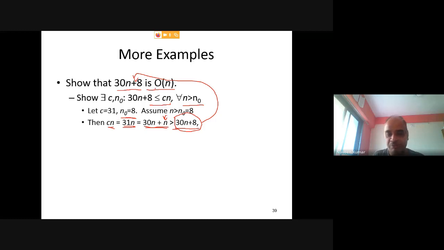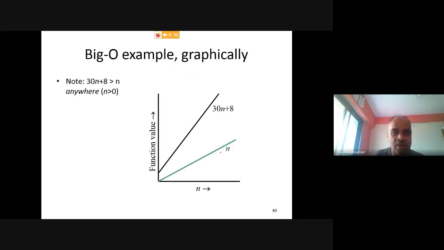For this particular function, we have shown it graphically. We have shown here that n is always less than 30n plus 8. If we draw the function n over this graph, where n is increasing here and the function value goes here, then whatever value of n you give, it will move in this way with the increase in n.